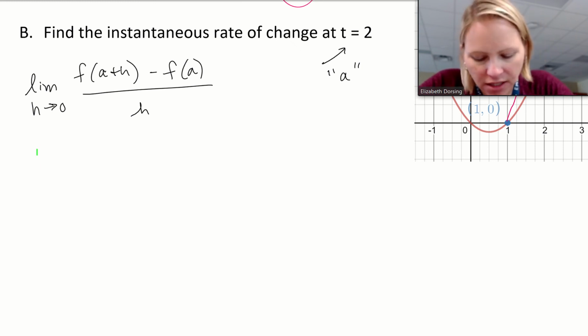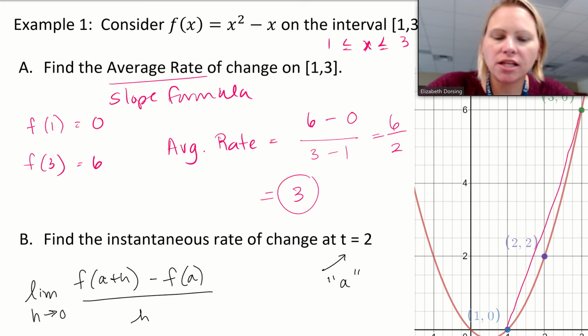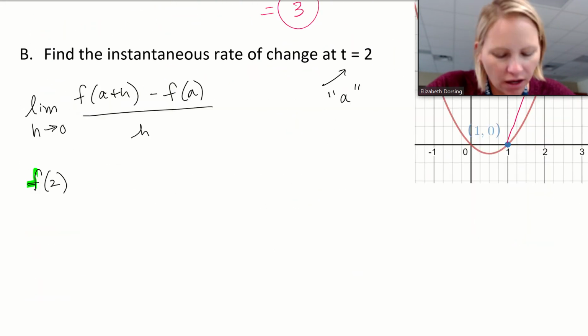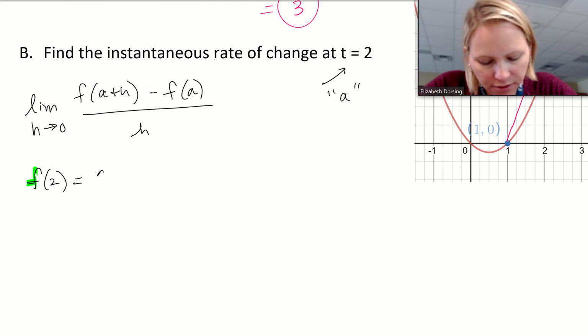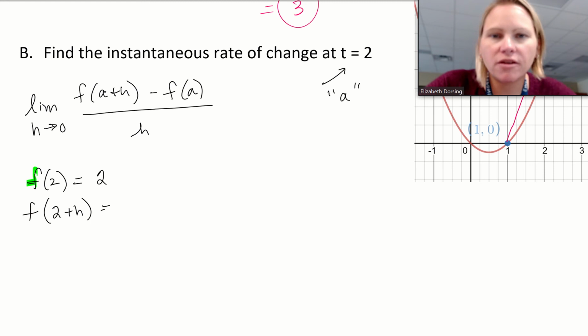So I need to find f of 2. So I go back up to my equation. f of 2, I'm just going to plug it in for x. So f of 2 is going to be 4 minus 2. f of 2 is going to be 2. That's convenient. Now, f of a plus h is f of 2 plus h. So I also want to find that.